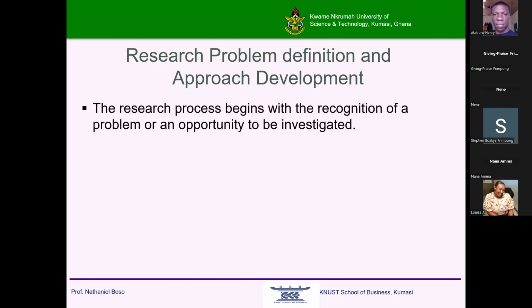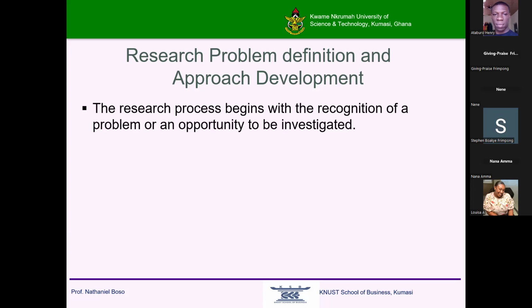So, the research problem definition and approach development. Research begins with the recognition of a problem or an opportunity to investigate. If you remember what I said initially, when we say research problem in general, it can be something we want to avoid, that is a real problem, or an opportunity. COVID-19 was a problem, but it also created opportunity. So we can call it generically a problem. We do not just undertake research for research's sake, but there should be a problem at hand, an issue at hand that needs attention. Somebody must be interested in it.